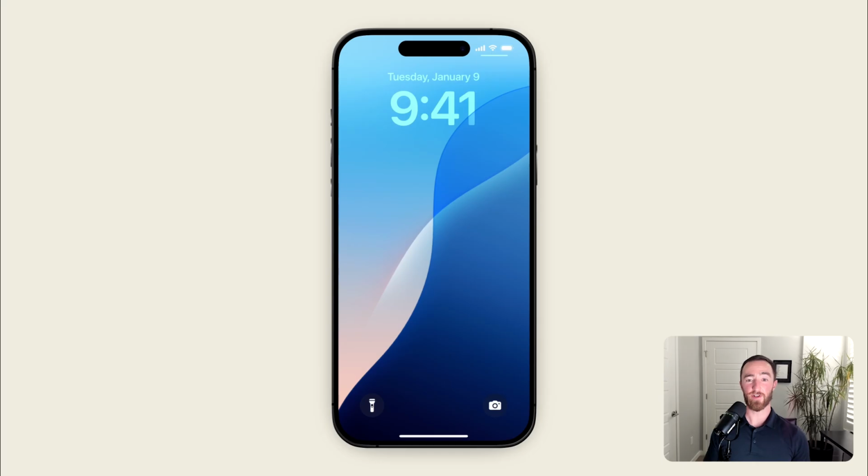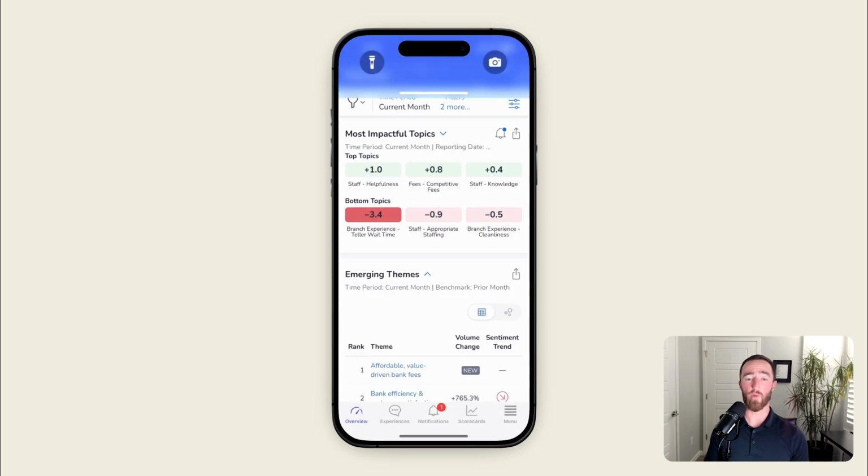Let's go. To start off, I'm going to log in as Taylor, a regional manager at Diamond Co. Bank. Now, Taylor's what you call a go-getter. So when a notification from Medallia pops up on her phone about teller wait times majorly impacting branch experience, she wastes no time opening it up.